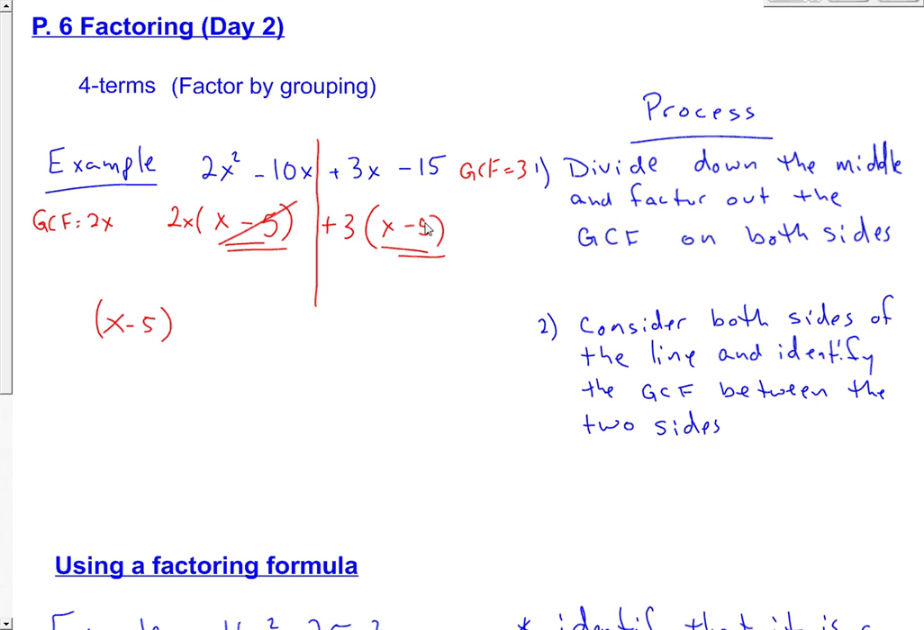When I factor that out, I'm going to cancel them out and look at what I have left. I have 2x plus 3, and that becomes my other factor. So x minus 5 and 2x plus 3 are the factors of this polynomial.